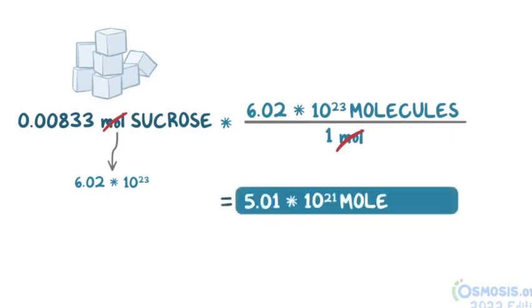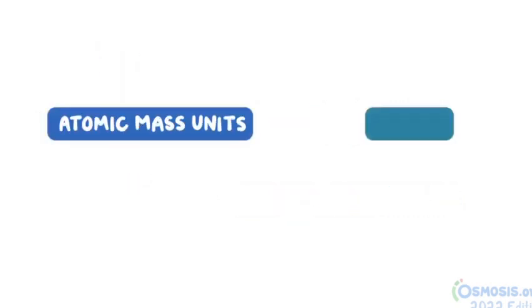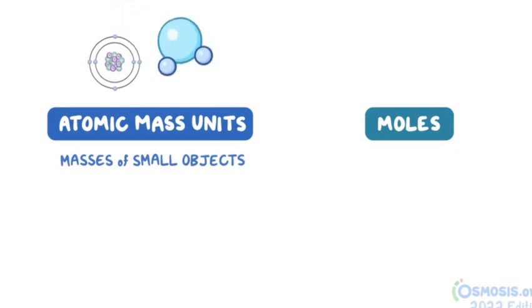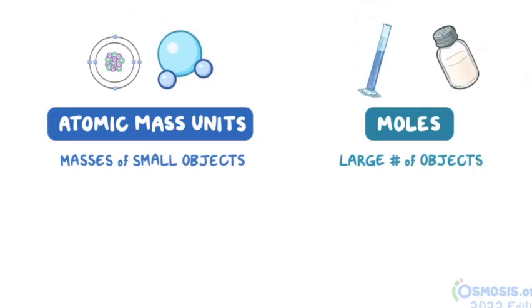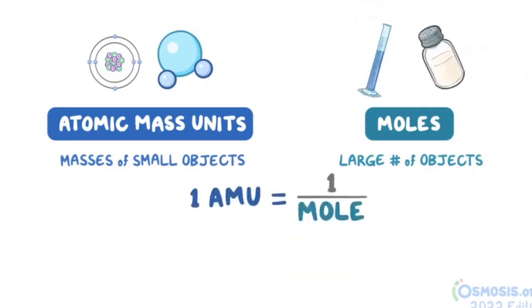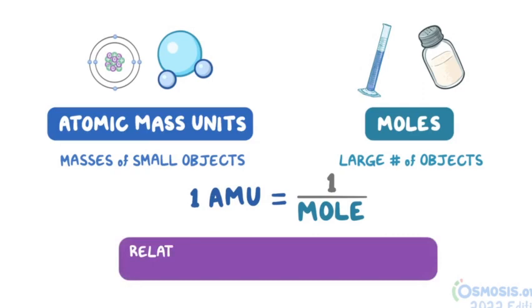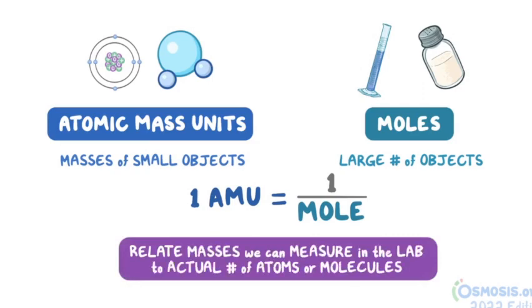All right, as a quick recap, 2 related units of measurement in chemistry are atomic mass units and moles. Atomic mass units are used to measure the masses of small objects like a single atom or a single molecule. Moles are a counting unit used to measure large numbers of objects like atoms or molecules. The relationship between AMU and moles allows us to relate masses that we can measure in the lab to the actual number of atoms or molecules in a substance.